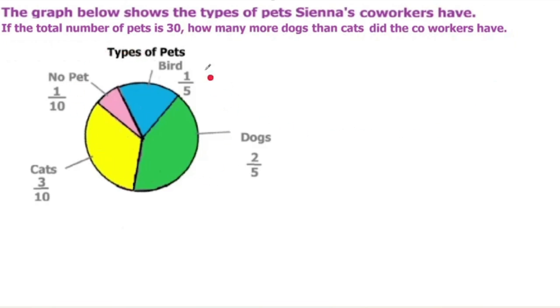And we could see this graph, it's the types of pets, and 1/5 had birds, 2/5 had dogs, 3/10 had cats, and 1/10 had no pets at all.